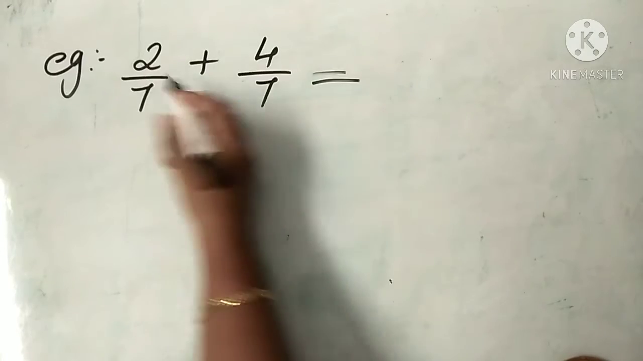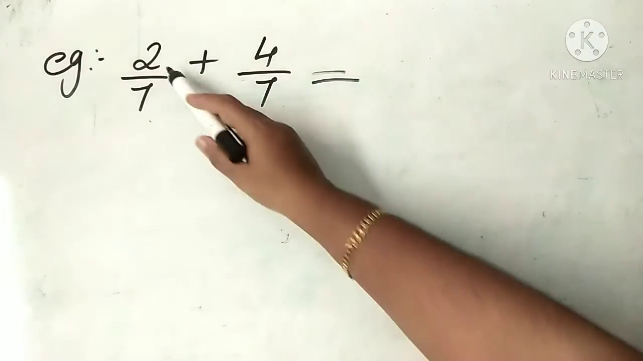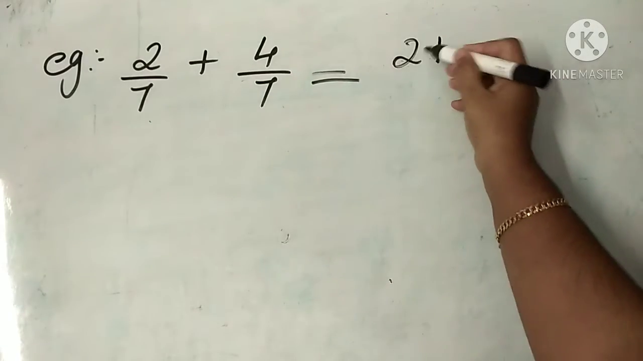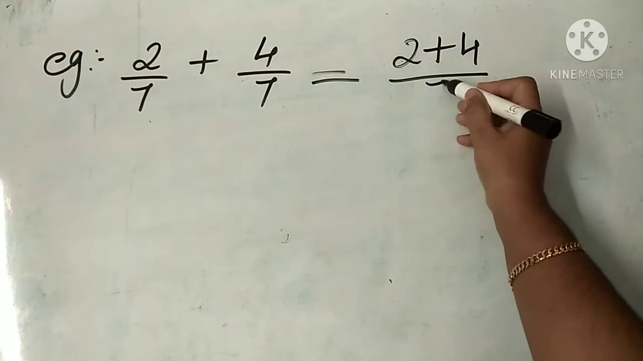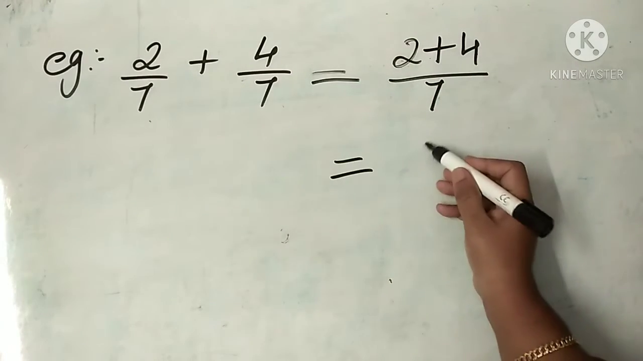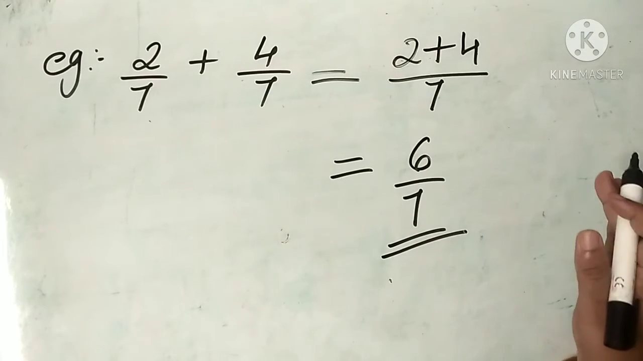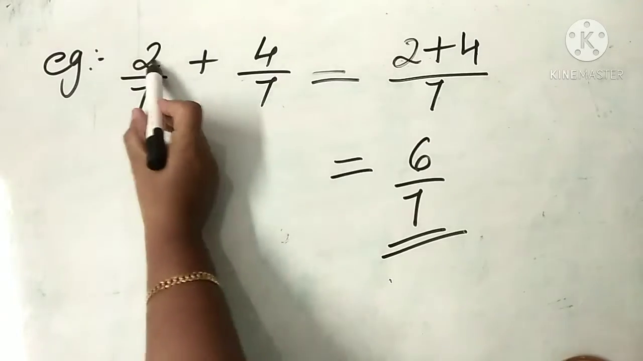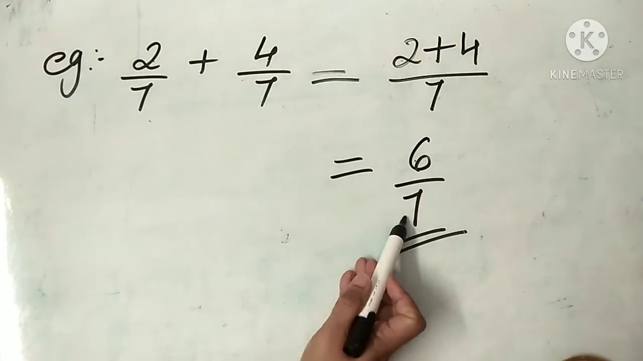That means here 2 by 7 plus 4 by 7. We will just add the numerator first. 2 plus 4 by the denominator, we write it as 7. So the answer is 2 plus 4, 6 by 7. What we have to do is that we just add the numerator and write the denominator as it is.